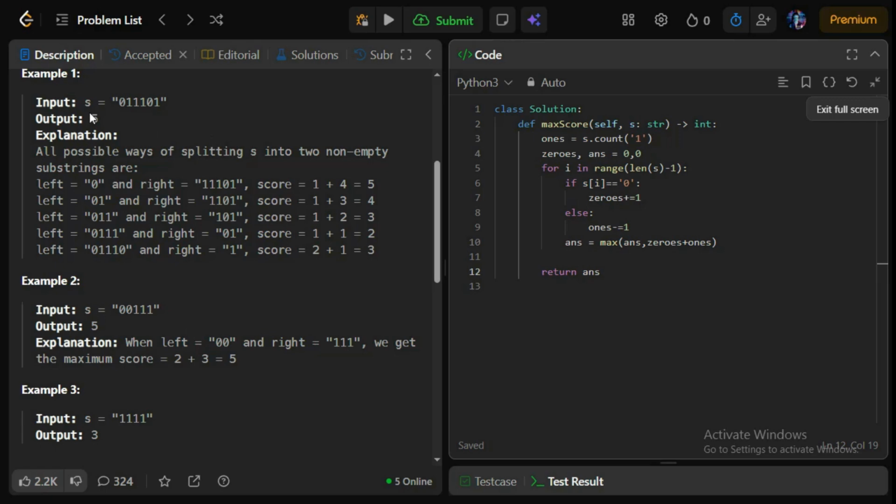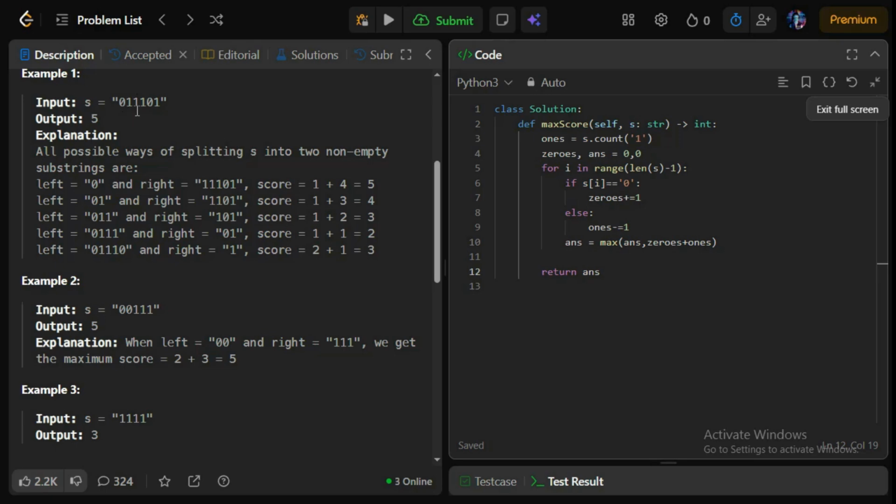As we can see, the output is 5, which is the maximum score from this string. How? When we split it after 1 0, we have two substrings, a left substring and a right substring. In the left substring we have 1 0, and in the right substring we have 4 ones and 1 0. As we don't have to count zeros in the right substring, we count only ones, which is 4. When we add up zeros and ones, we get 5, which is the maximum score. That's why the output is 5.